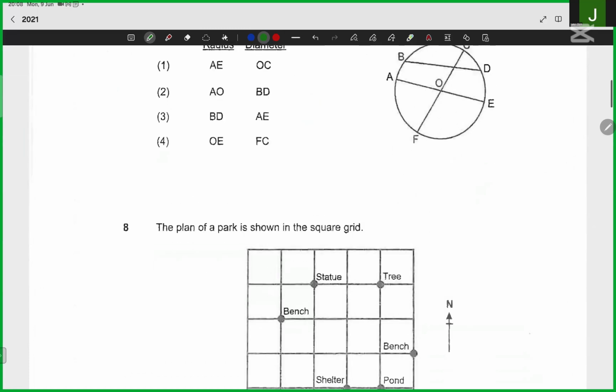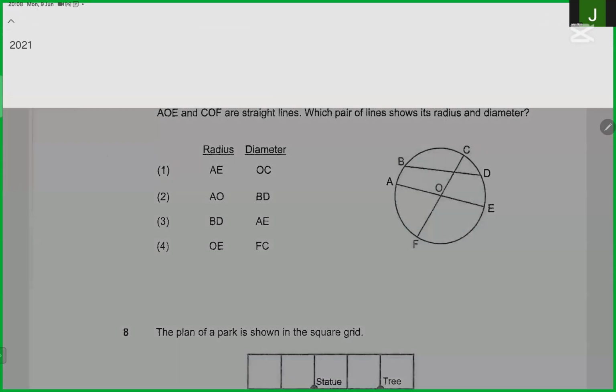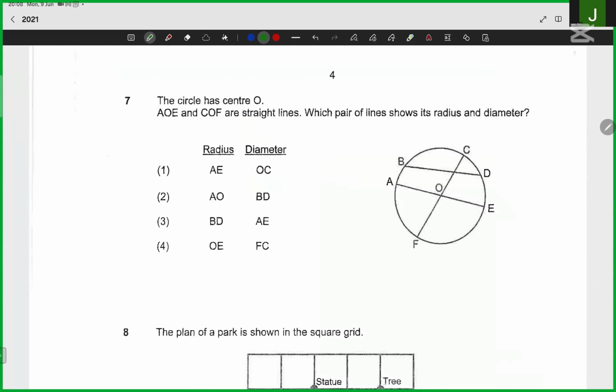Question 7. Which one is the radius? Which one is the diameter? Diameter is AE or CF, right? Because it passes through the center. So either this one is the diameter or this one is the diameter. Diameter is AE, this is the option. Diameter is CF, CF is this option, right? So the other two are off already. Then we have BD. BD as a radius is wrong. So option number 4.